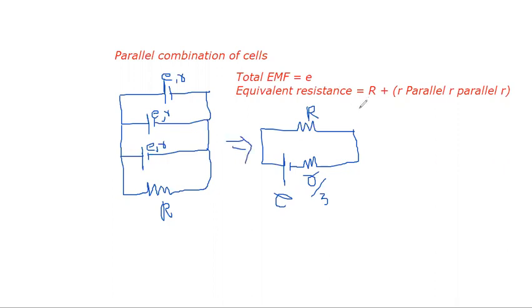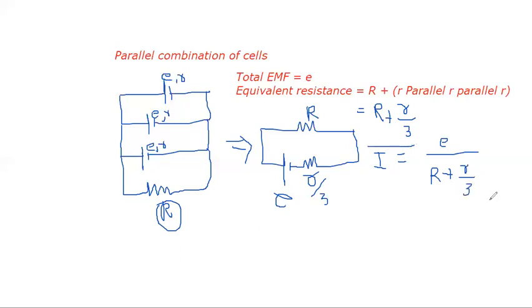So your final equivalent resistance is R plus r by 3. Not this capital R, this capital R is not in parallel with all these three r's. Understood? So now if I wish to find out the value of current, I will be equal to E divided by R plus r by 3.